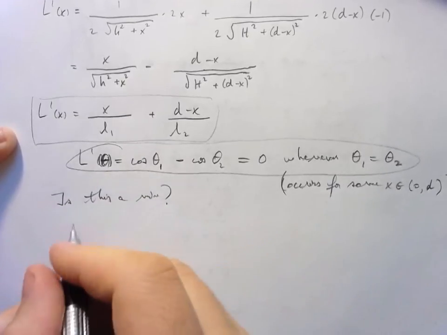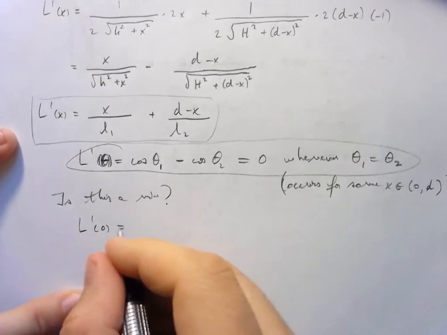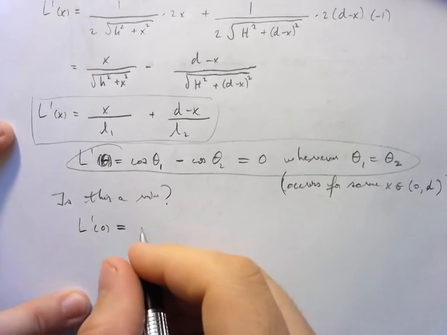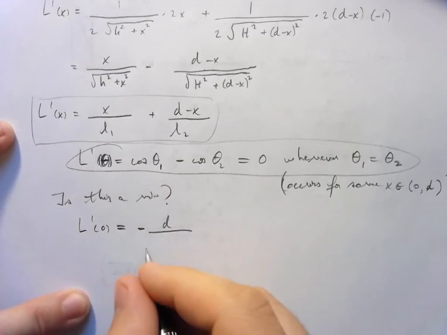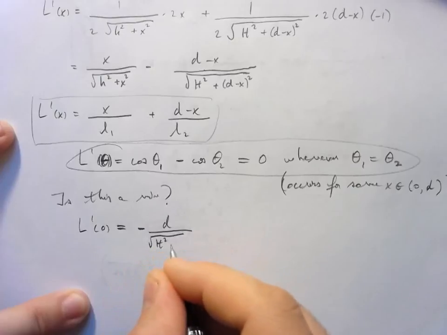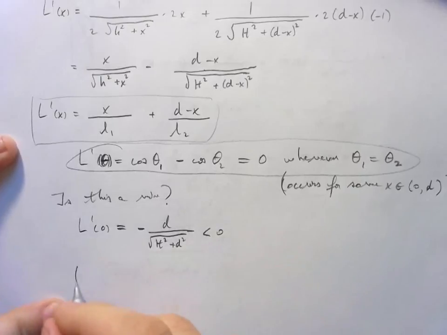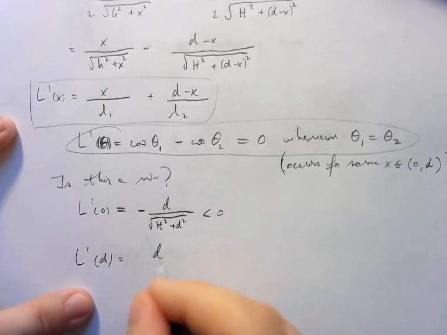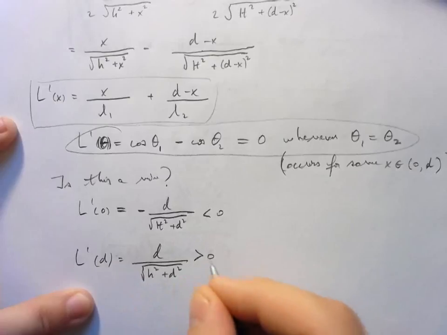And of course the answer is going to be, well, I just take L prime of the endpoints. So L prime of 0 is going to be, let's see, negative d over the square root of capital H squared plus d squared. These are all distances, so this is less than 0. And L prime of d, the other endpoint of the interval, is going to be d divided by the square root of little h squared plus d squared when I plug in d for x, and that is greater than 0.